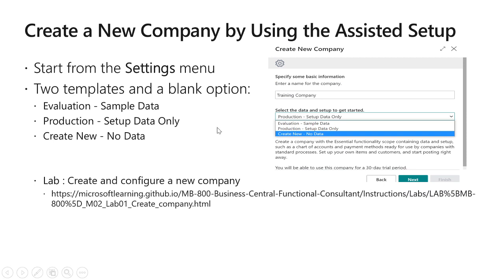So this is what we saw. Create a new company by using assisted setup. This is a screenshot taken from that page where we saw there are three options: evaluation sample data, production setup data only, create new. So two templates and a blank option. Templates are evaluation sample data and production setup data only, whereas the blank one is create new.